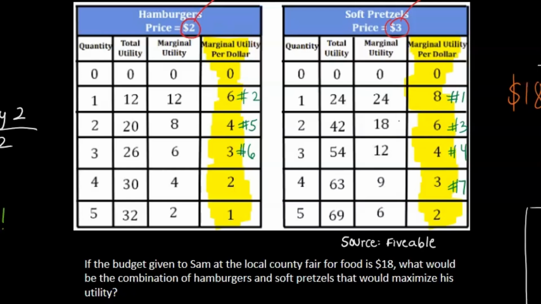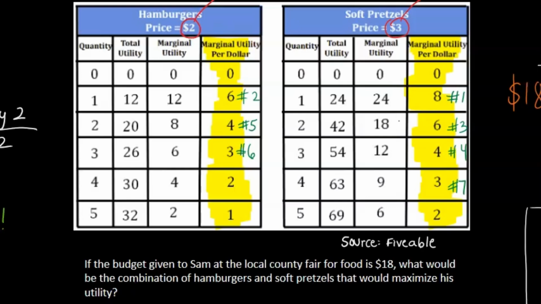Let's say we're looking at hamburgers, right? So we got quantity 1, we get 12 total utility from that, okay? And so we eat one hamburger, we get 12 utility. Now, if we eat the second hamburger, we're only gaining 8 marginal utility. So that second hamburger gives us 8 marginal utility. And so now our total utility is 12 plus 8 equals 20.